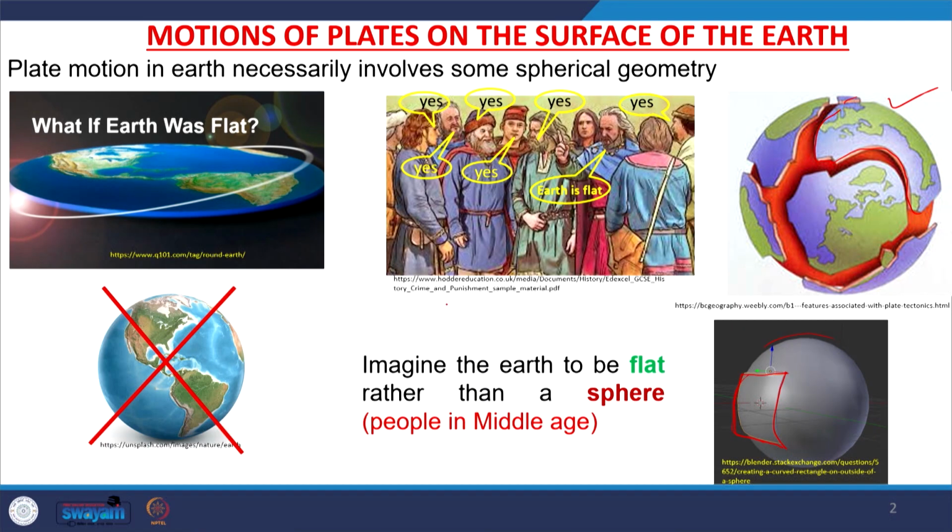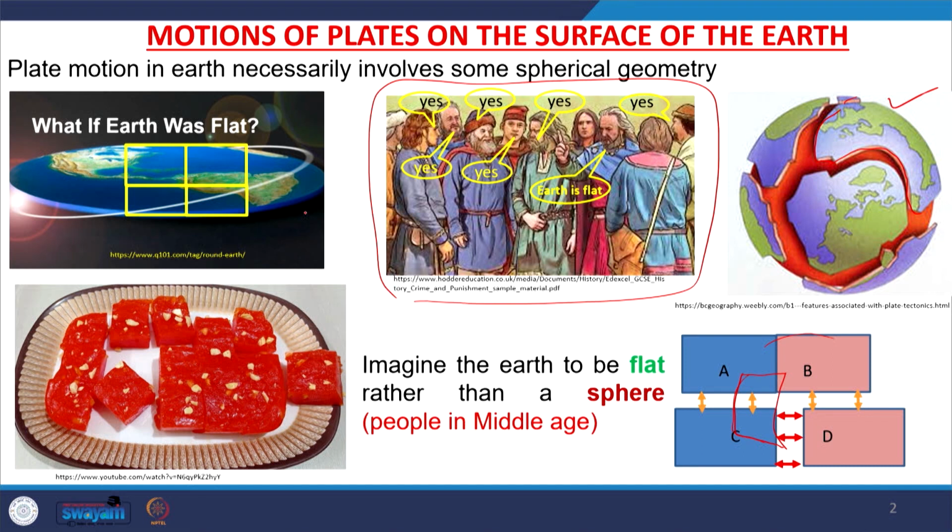But for the time being, for proper understanding of the system, let us not think that the earth is a sphere. Let it be a flat one. For that I have to take you back to the people of medieval time when they were thinking that the earth is flat, and if the earth is flat, then how are these plates moving with respect to each other?